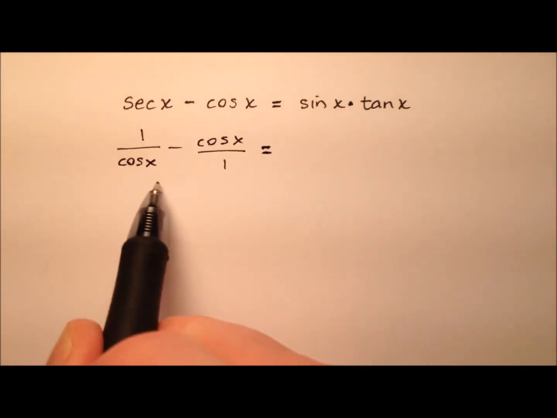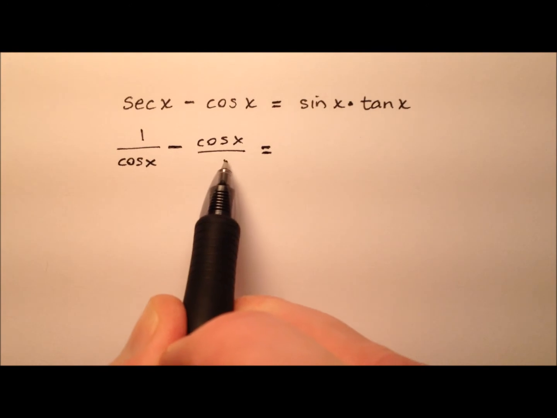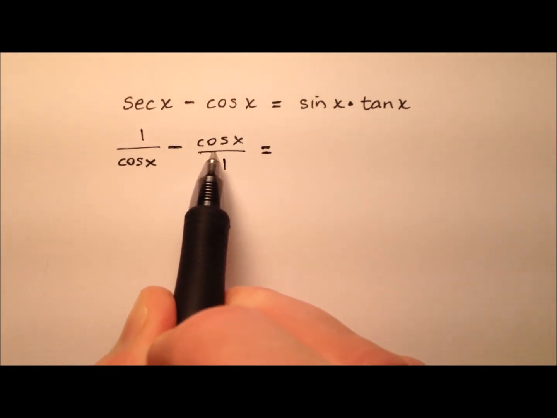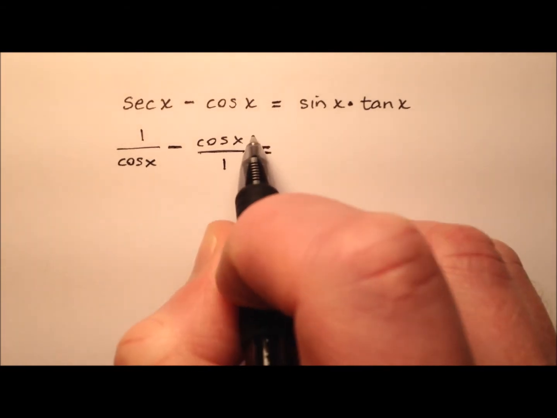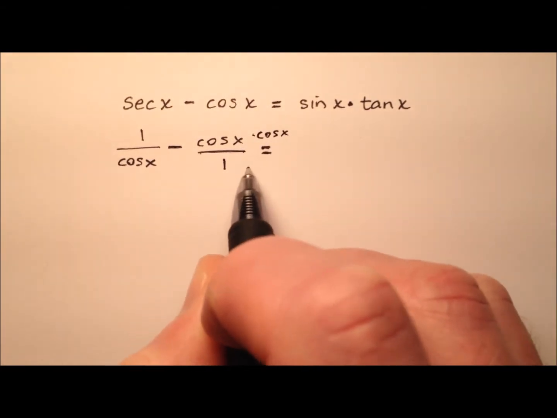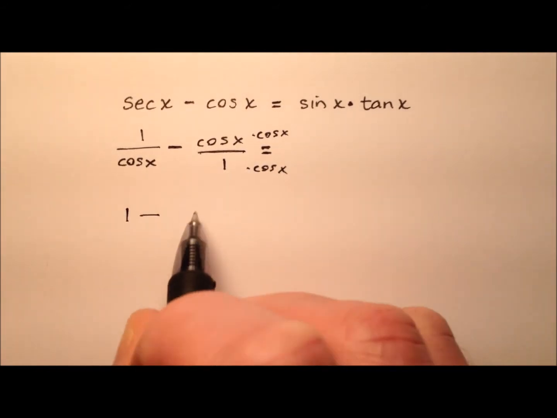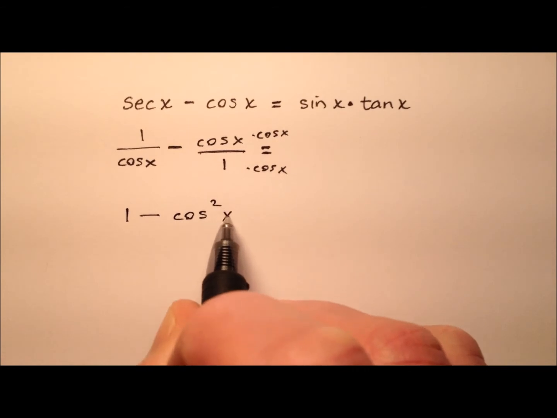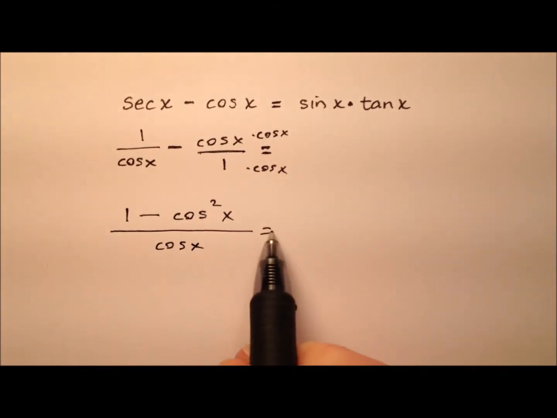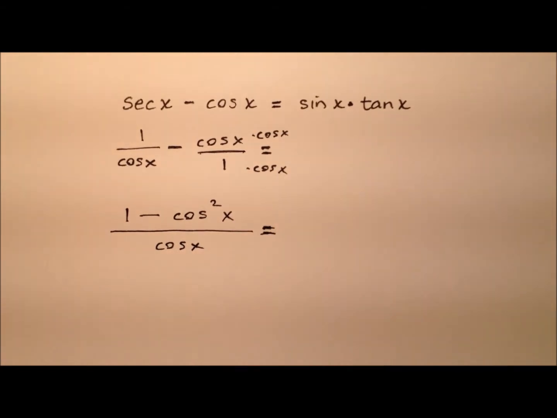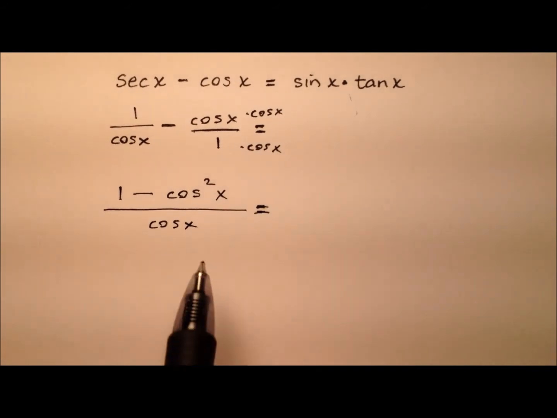Okay, so from here, let's get common denominators since we're subtracting these two fractions. The fraction on the right is over 1, so we're going to multiply by cosine over cosine, so times cosine x times cosine x. So we'll end up with 1 minus cosine squared x over that common denominator of cosine x, and of course equals, and this whole right side just comes along for the ride.